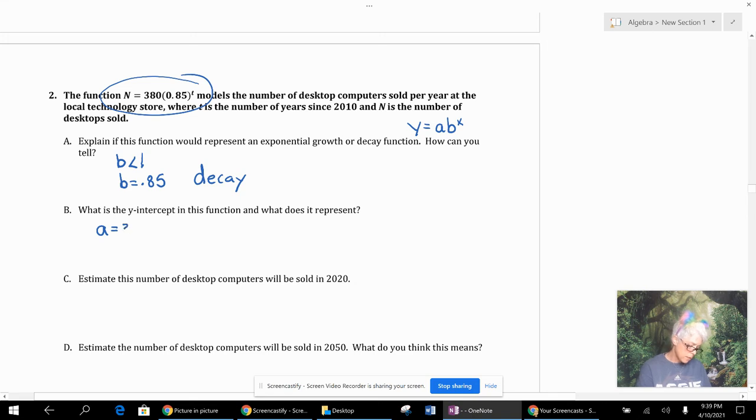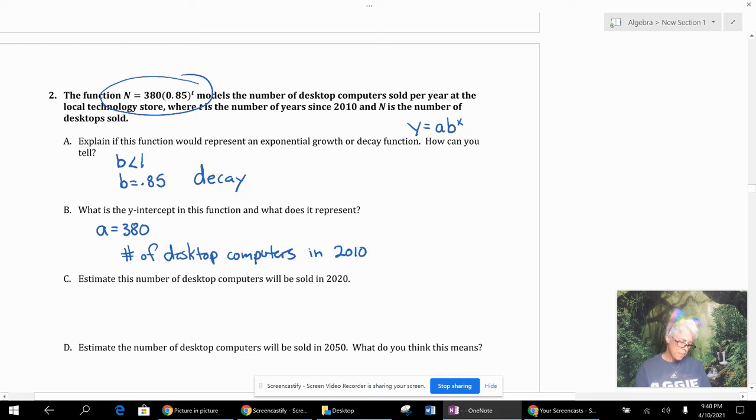And a is 380. So that is the number of desktop computers. Do we even have desktop computers in our school anymore? I don't even know. Are they all laptops down there?